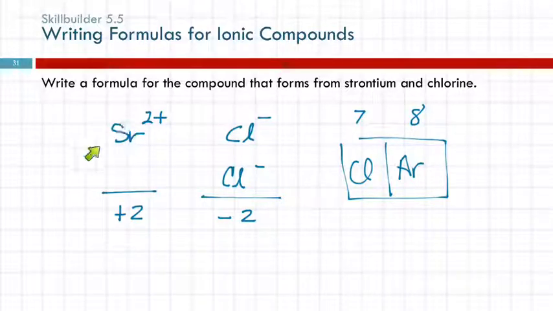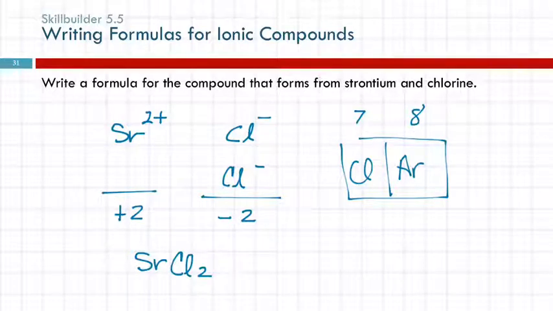To write the formula, we say I need 1 strontium and I need 2 of these. And so I'm going to have strontium without a subscript, because we understand that would be a 1. And then I'm going to write the symbol for chlorine, and I'm going to put a subscript 2 to indicate that there's 2 of them.